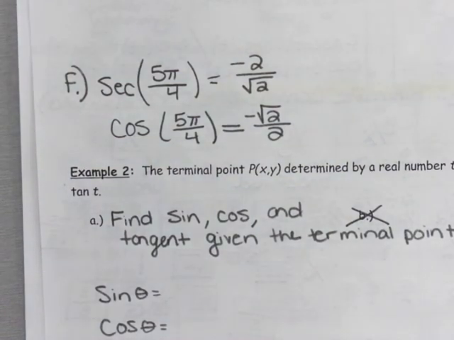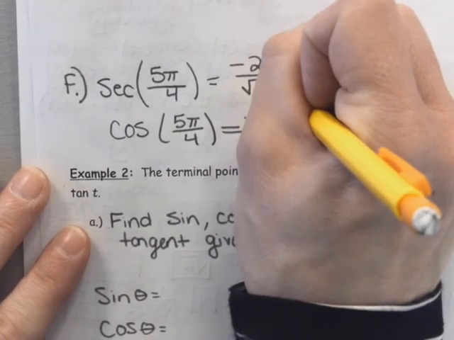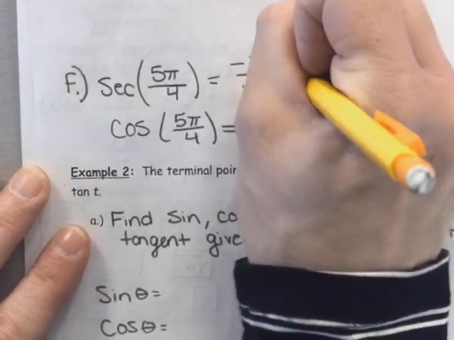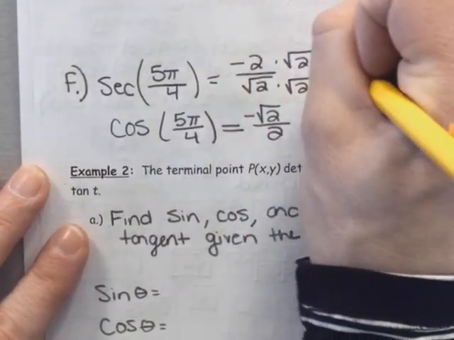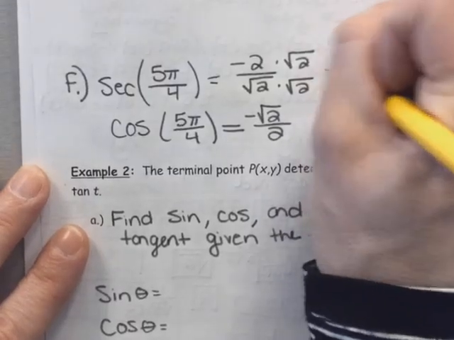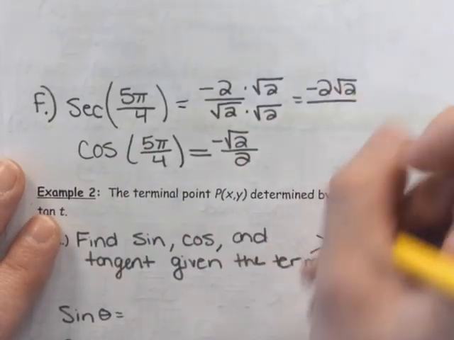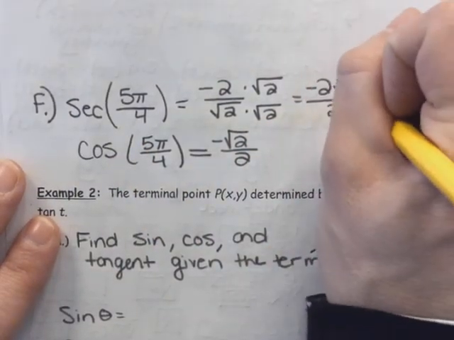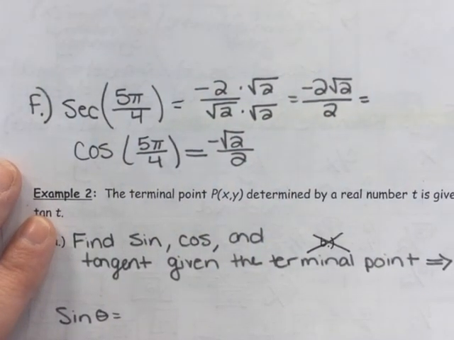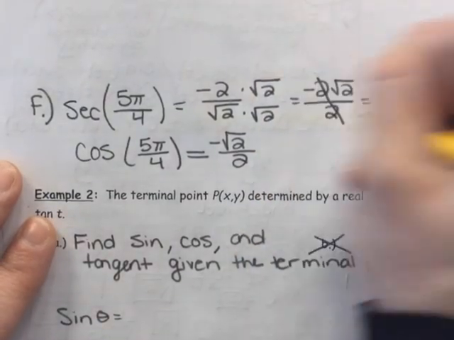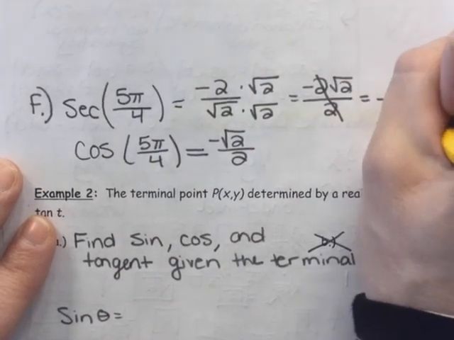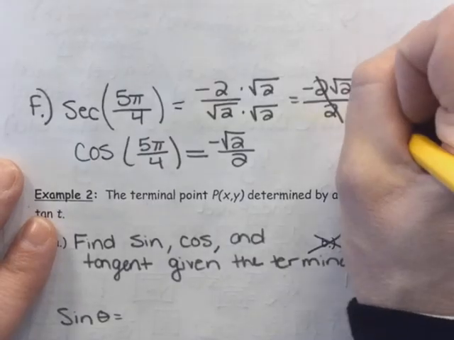Am I allowed to leave my answer like that? No. So I need to go ahead and multiply top and bottom by √2. So I get -2 √2 over the square root of 4. What's the square root of 4 really? 2. Can I reduce my fraction further? Yeah. These cancel, so it's just -√2 for the answer there.